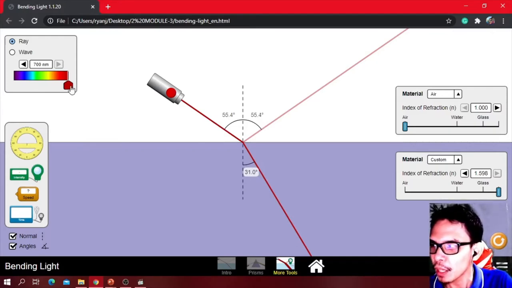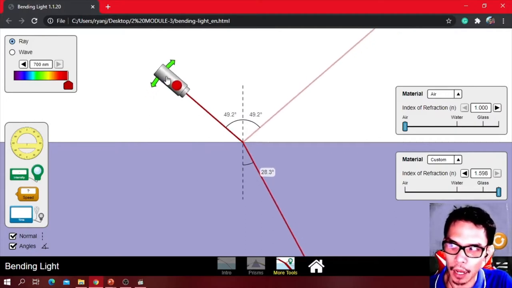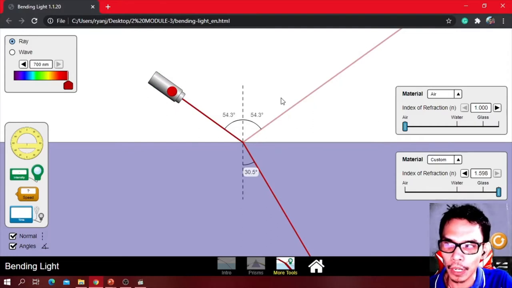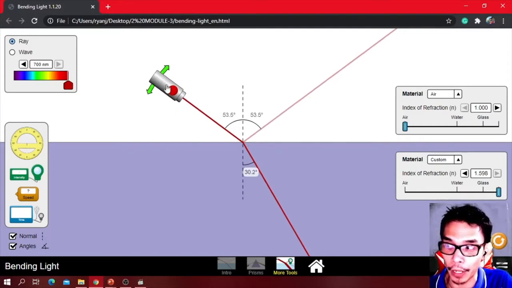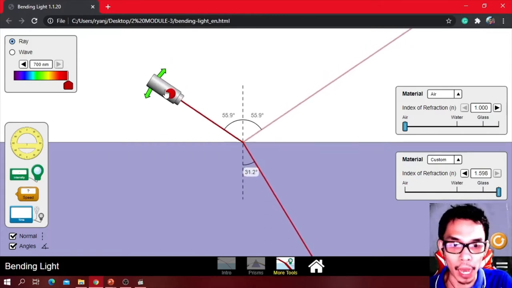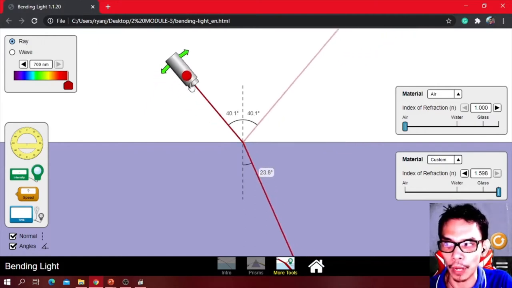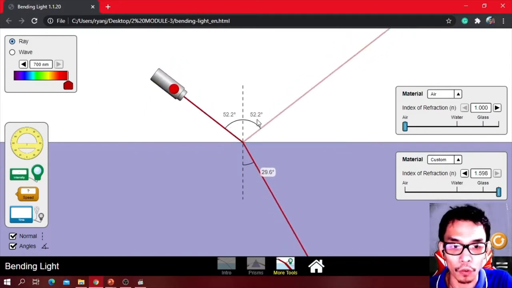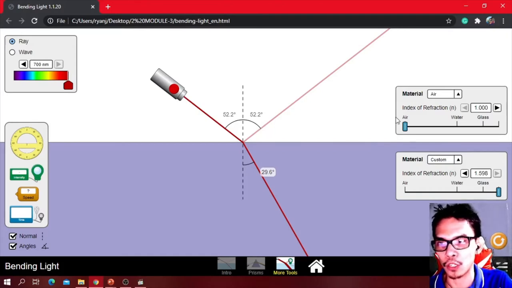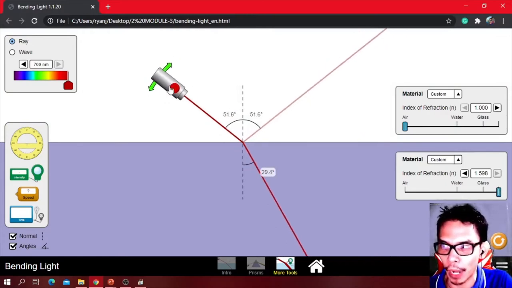As you can see, guys, as we move the incident ray, the reflected ray follows the angle in which we move our incident ray. Whatever angle the incident ray has, it is the same as the angle of the reflected ray. Basically, that is what the law of reflection is all about. It means that the angle of incidence, the one that you have right here, is equal to the angle of reflection. Again, the law of reflection states that the angle of incidence is equal to the angle of reflection.